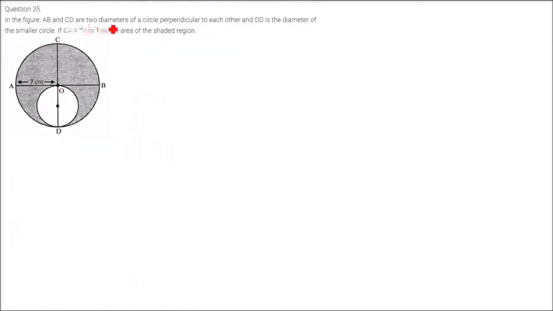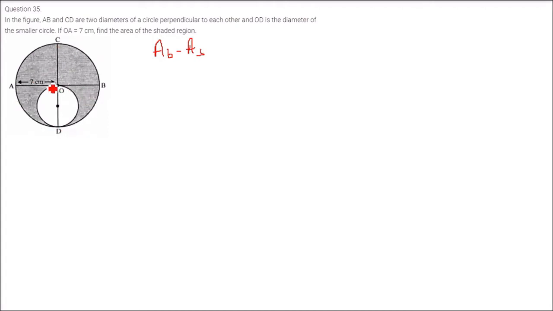In the figure, AB and CD are two diameters of a circle perpendicular to each other. These are diameters perpendicular to each other, and with OD as the diameter, the smaller circle has been made. Find the area of the shaded portion. So here what we have to do, we have to find out the area of the bigger circle, this circle. So area of the bigger circle minus area of the smaller circle.